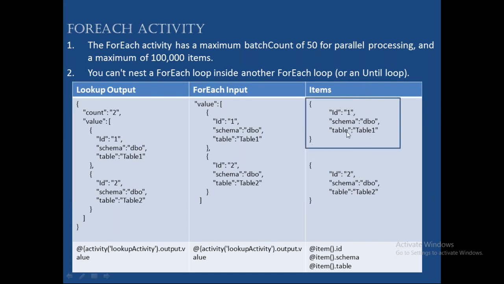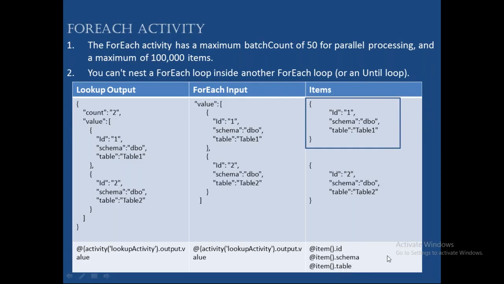This item will be passed to your get metadata activity. In get metadata activity, if I want to pass table name, this is called an item. In this item, if you want ID, then you have to say item.id. If you want schema name, item.schema. If I say @item.table, I will get a table. So can you tell me, now when I ask @item.table, what is the name I will get?